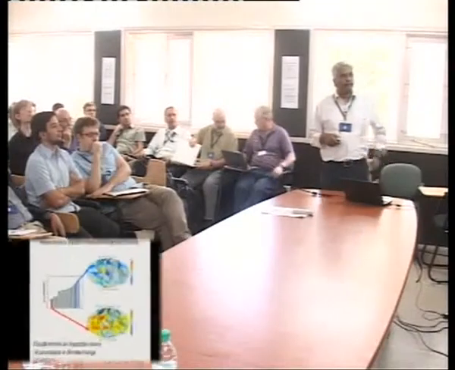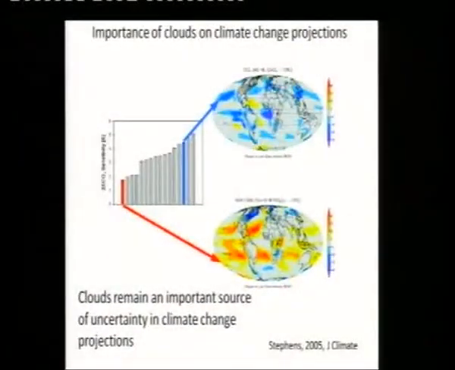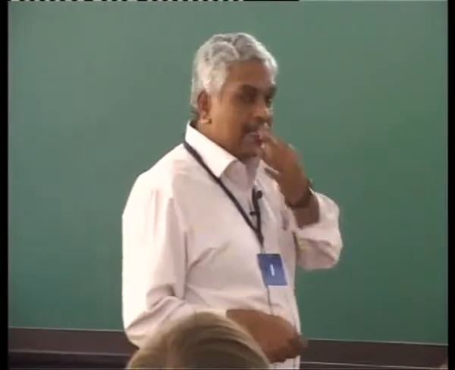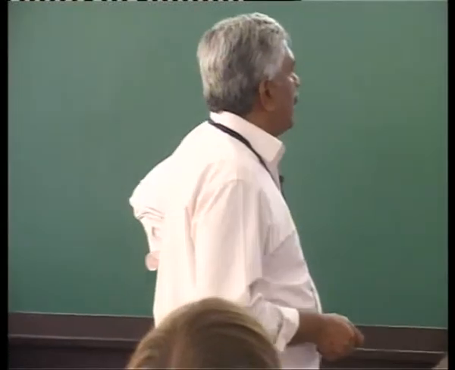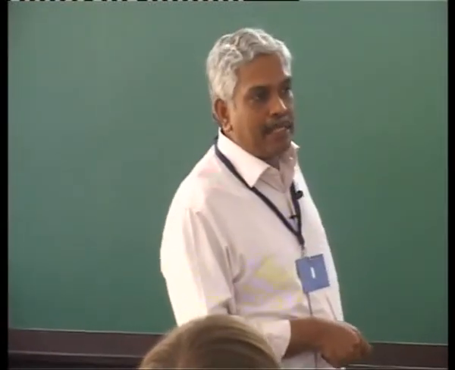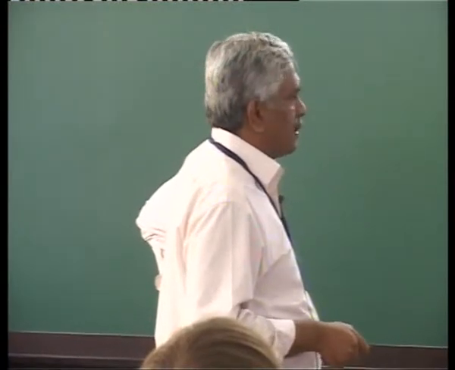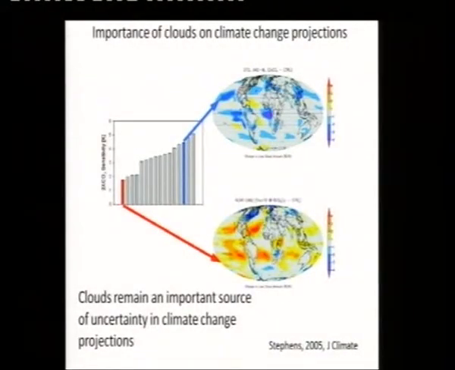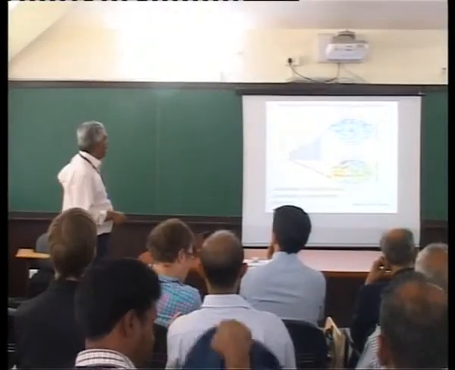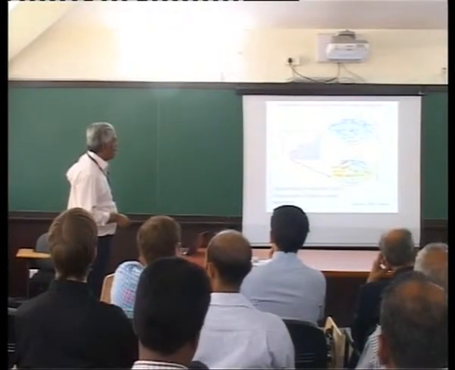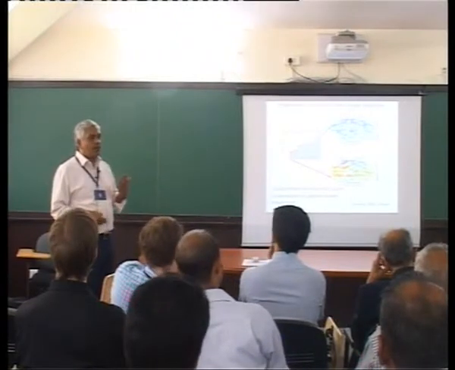This is the point I was making about climate change projections. This is taken from a review paper by Stephens in 2005. What I have shown here is the temperature sensitivity when you double carbon dioxide, for different IPCC models. You can see that the model sensitivity is not the same. Some models show only 2 degrees of sensitivity, some show 4. What makes the difference between these two is basically the clouds. The NCAR CM2 model shows a larger increase in the low cloud amount.